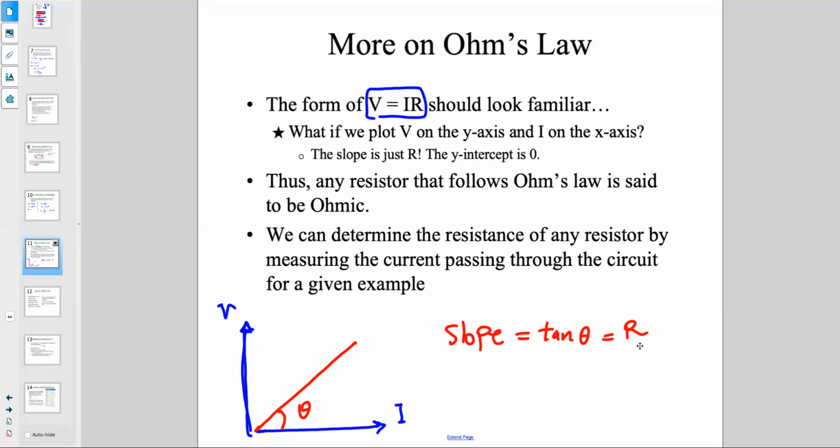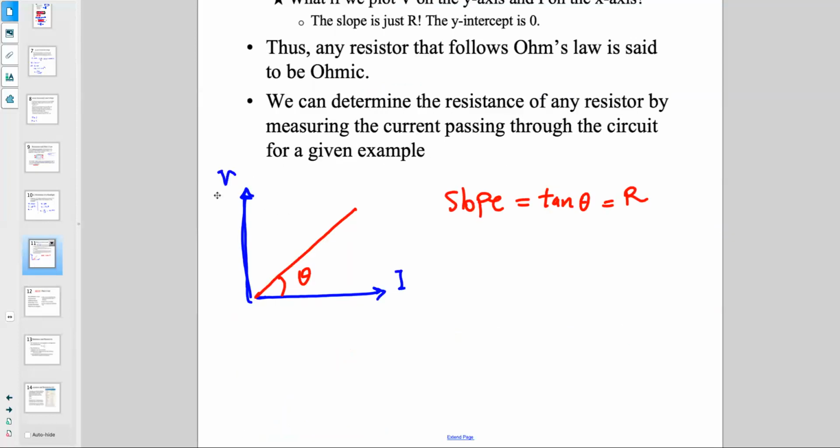Any resistor that follows Ohm's law is called ohmic. We can determine the resistance of any resistor by measuring the current passing through the circuit for a given voltage. So if we know the voltage, and if we can measure the current, we can easily find the resistance of the circuit or the device. If you have a voltage versus I figure, it will have a linear relation, and the linear relation will give you the R, or the resistance.